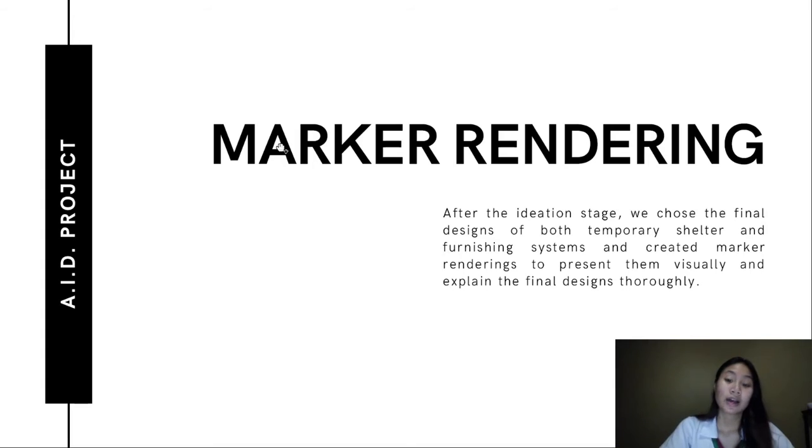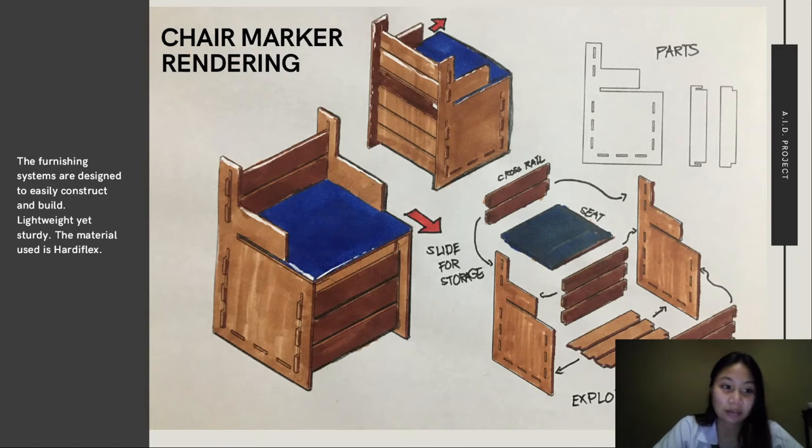After the ideation stage, we chose the final designs of both the temporary shelter and furnishing system, and created the marker renderings to present them visually and explain the final designs thoroughly. Our overall furnishing systems are designed to be easily constructed and built. They are lightweight yet sturdy. Compact, yet it creates an impact that would help the people calm down and be comfortable. The material used in our furnishing systems is Hardiflex, which is also used in our temporary shelter.